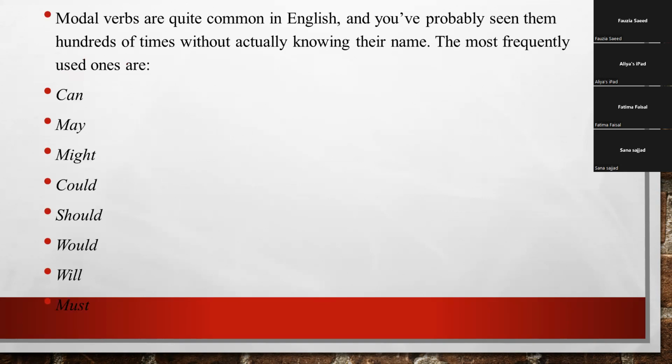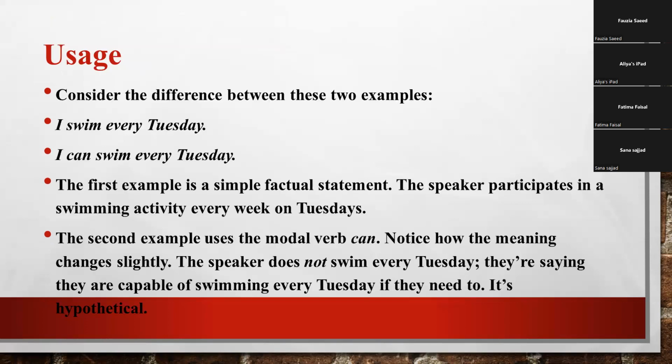Okay, so these modal verbs are quite common in the English language, and you have probably seen them hundreds of times without actually knowing their name. You have seen these verbs in sentences, but you don't know that these are modal verbs. Can, may, might, could, should, would, will, must. These are some examples of modal verbs. And how can we use them? So here is the usage.